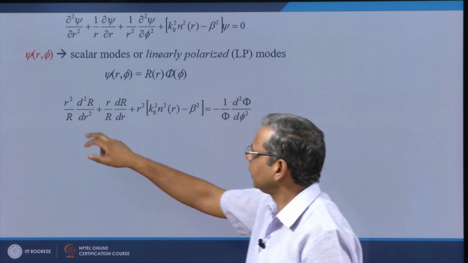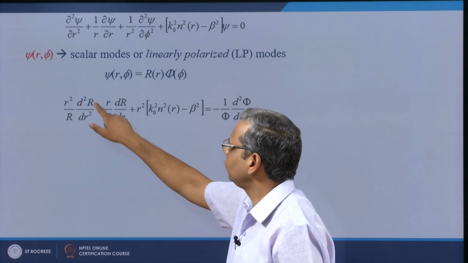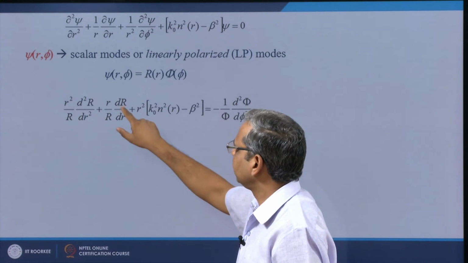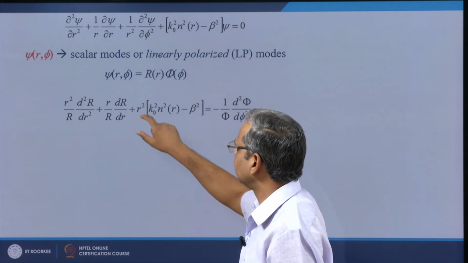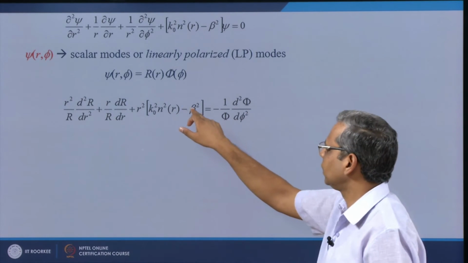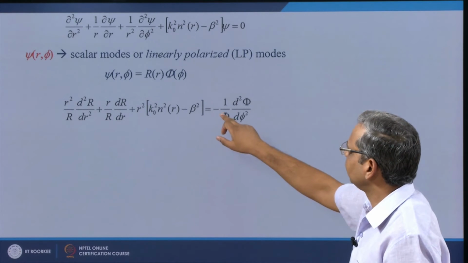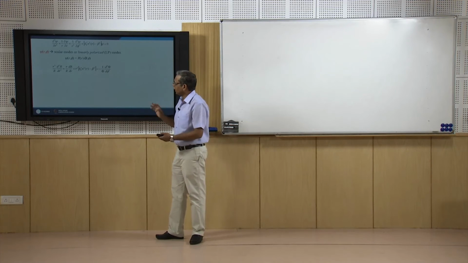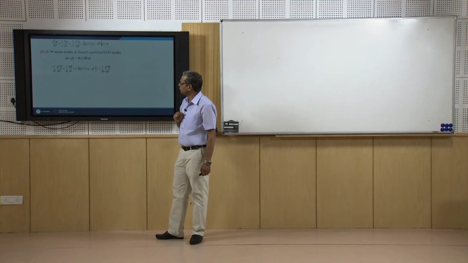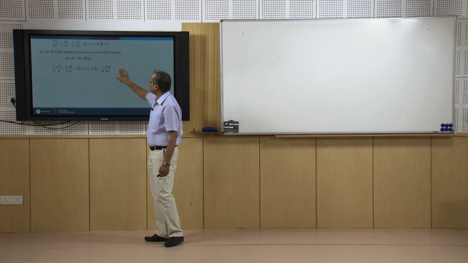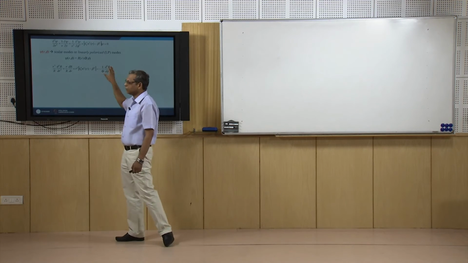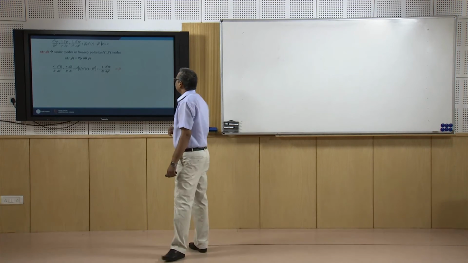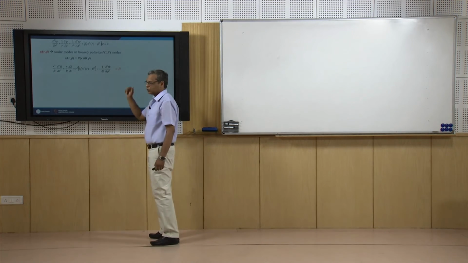So, I get r square over capital R d 2 R over dr square plus small r over capital R d capital R over d small r plus r square k naught square n square r minus beta square is equal to minus 1 over capital phi d 2 phi over d phi square. So, I have separated them out. The usual procedure now is to equate it to some constant, and since this is a second order equation, I will take the constant in the form of a square. So, I take it as L square.